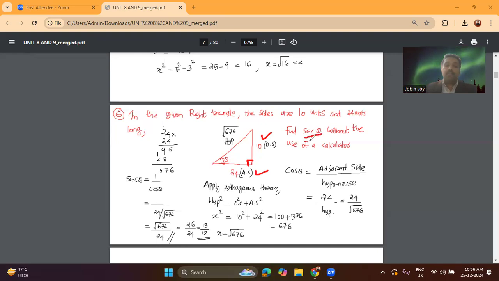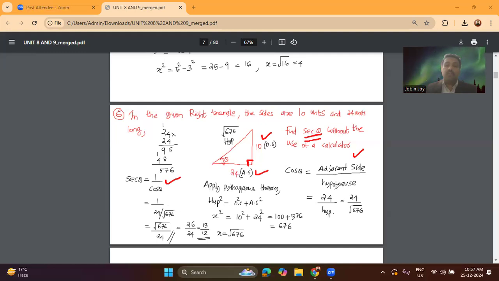Find sec theta. You have to calculate sec theta. We know how to calculate sec theta. Sec means 1 by cos. Sec theta is equal to 1 by cos theta. Then how will you calculate cos theta? We know that cos theta is equal to adjacent side divided by hypotenuse. But here we know opposite side and adjacent side. We don't know hypotenuse. If we get hypotenuse, then I can calculate cos theta. Then I will take the reciprocal so that I will get sec theta. But here the problem is I don't know hypotenuse.